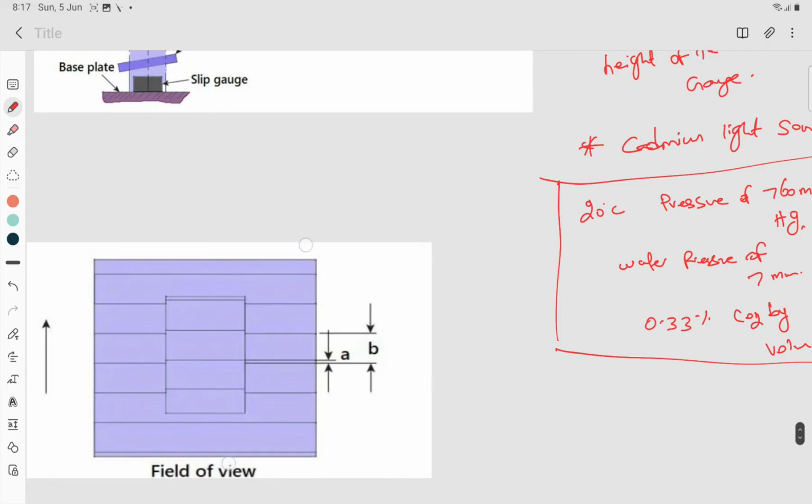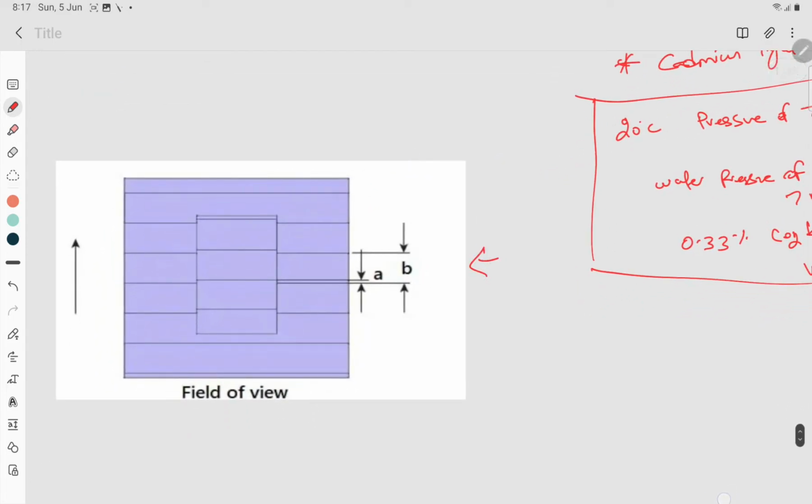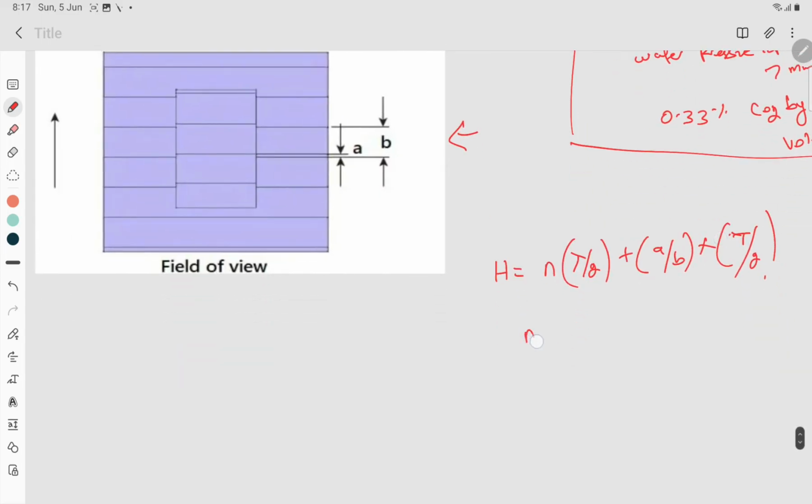The fringe pattern that we got from this Pitter gauge is shown in the figure, and the height of the slip gauge can be calculated using this relation. H is equal to n lambda by 2 plus a by b into lambda by 2. Here n is nothing but the number of fringes observed. Lambda is the wavelength of the light source, and a by b is the observed fraction.